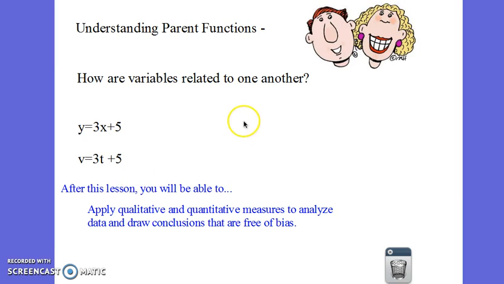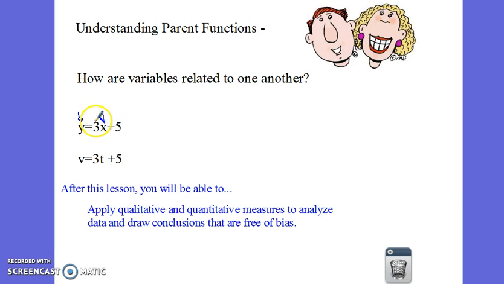Now, here I have two equations. One, y equals 3x plus 5, and another, v equals 3t plus 5. While these have the same variables and they may look the same on paper, they mean two very different things. In math, you might see y equals 3x plus 5 and not think twice about it. We have y and x. We use those variables over and over. They have no meaning other than whatever is right here is your independent variable. It's what you're controlling. And what's right here is your dependent variable. It is what changes dependent upon this variable right here.